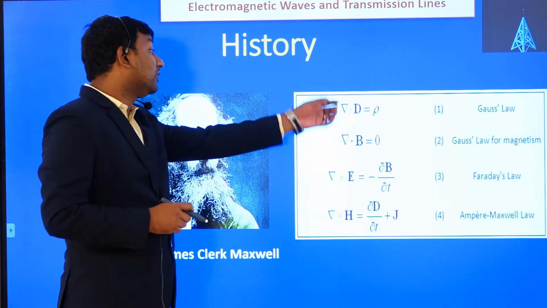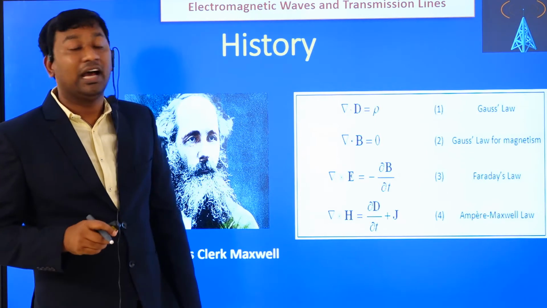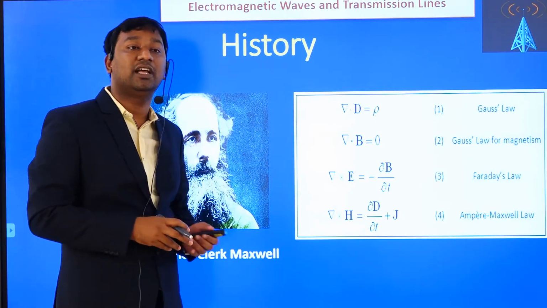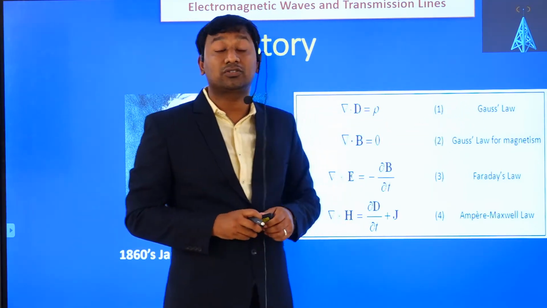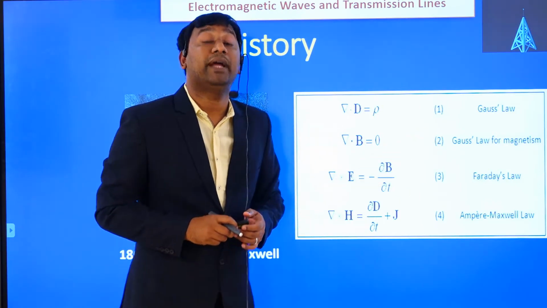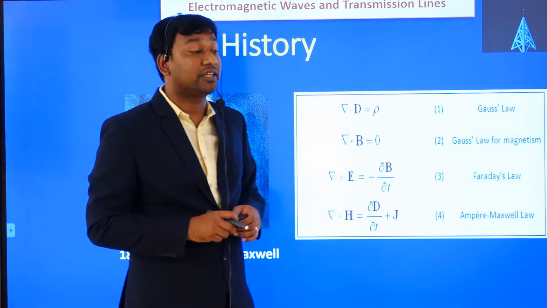Okay, so in these two equations we can cover 2.5 units of our whole syllabus. The first equation is del dot D equal to rho v, that comes under Gauss law. Then del dot B equal to 0 is Gauss law for magnetism. Then del cross E equal to minus dou B by dou t, that comes under Faraday's law.